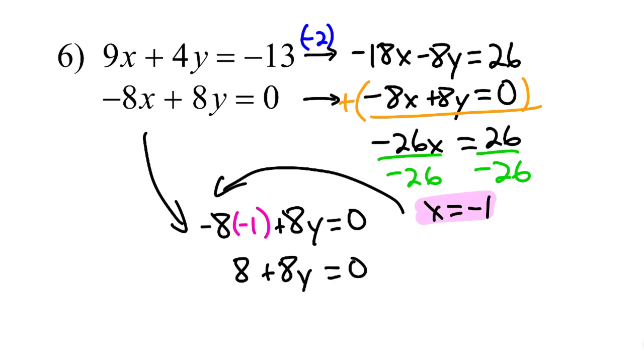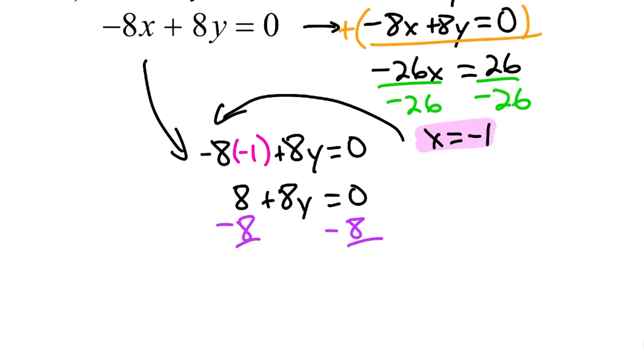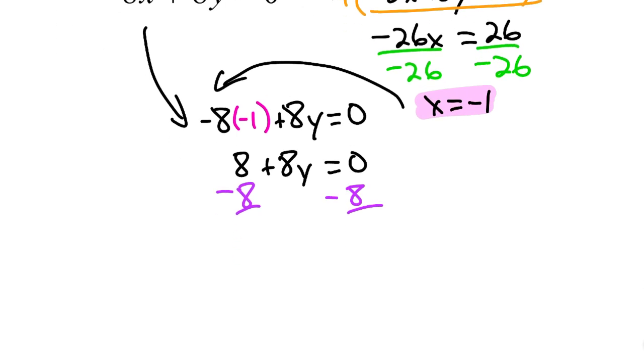Now I'm going to subtract 8 on both sides, and I will get 8y equals -8. Divide by 8, and I get y equals -1.